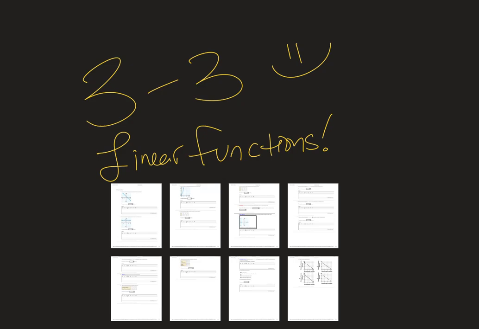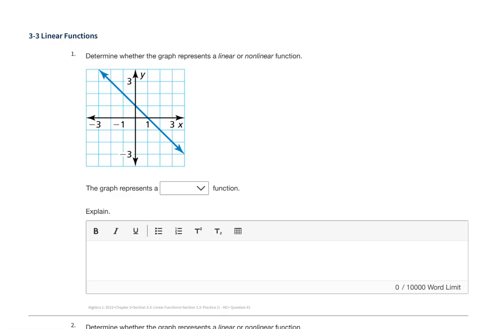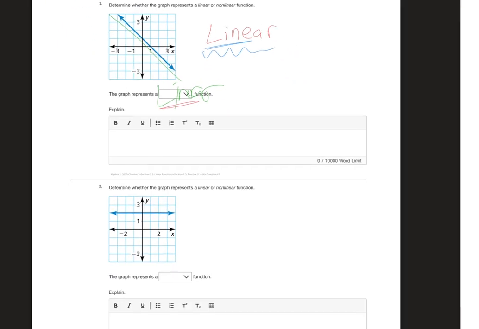Let's talk about linear functions. Number one, determine whether the graph represents linear or nonlinear. Bro, this thing's linear because it's a line. And that's what linear functions are. If I could write more clearly, linear has this word line hidden in it. That is what's going on here.